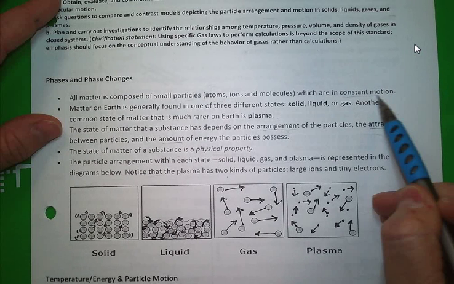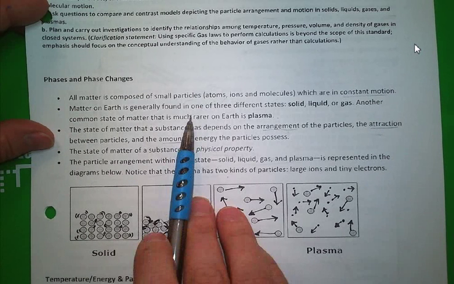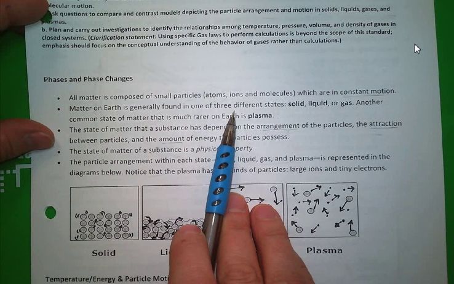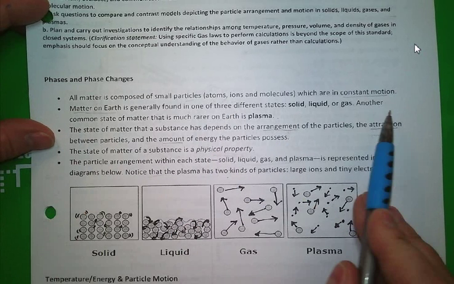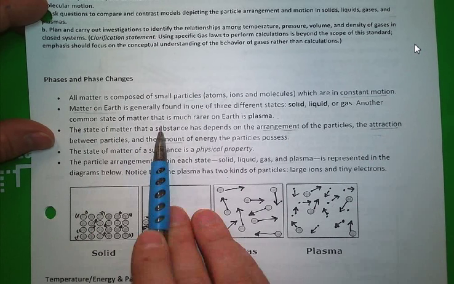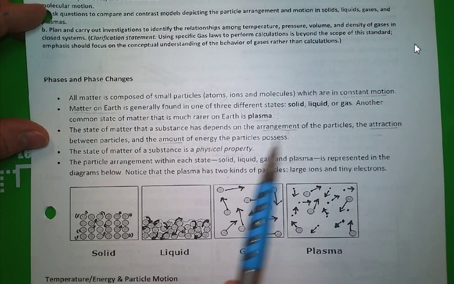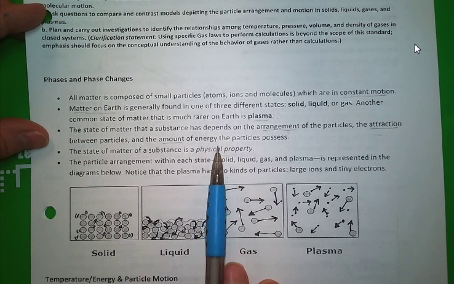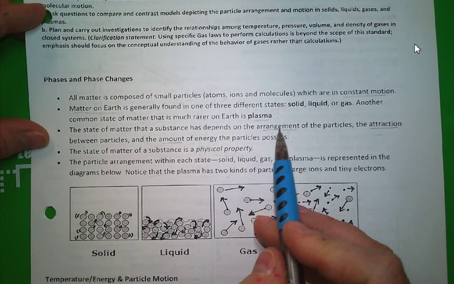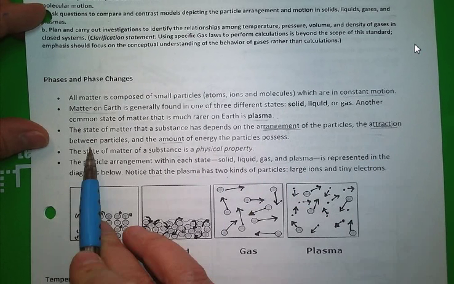All matter on Earth is generally found in one of 3 different states, a solid, liquid, or a gas. So again, that says all matter on Earth, because there is another common state of matter that's much rarer on Earth, and that's your plasma. So those are your 4 states of matter there. And then here it says the state of matter that a substance has depends on the arrangement of the particles, the attraction between the particles, and the amount of energy that the particles possess.